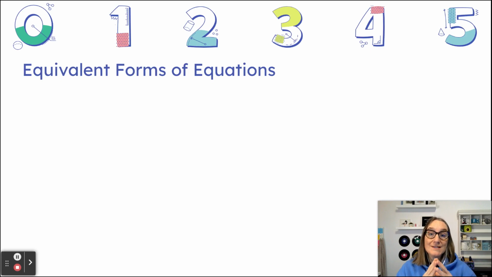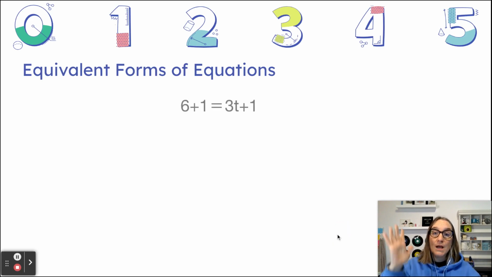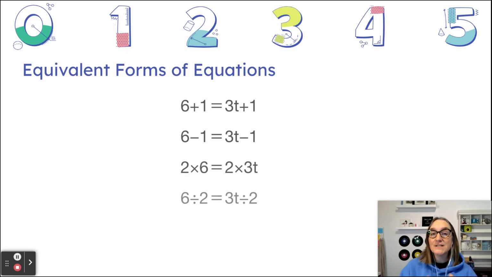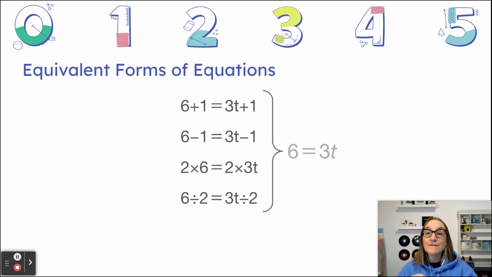Okay, when we do the same thing to each side of an equation, we produce what we call an equivalent form of the equation. So all of those things we did to our 6 equals 3t, 6 plus 1 equals 3t plus 1 when we added 1 to each side, 6 minus 1 equals 3t minus 1 when we subtracted 1 from each side, 2 times 6 equals 2 times 3t when we multiplied each side by 2, and 6 divided by 2 equals 3t divided by 2 when we divided each side by 2. All of these are equivalent forms of the equation 6 equals 3t.